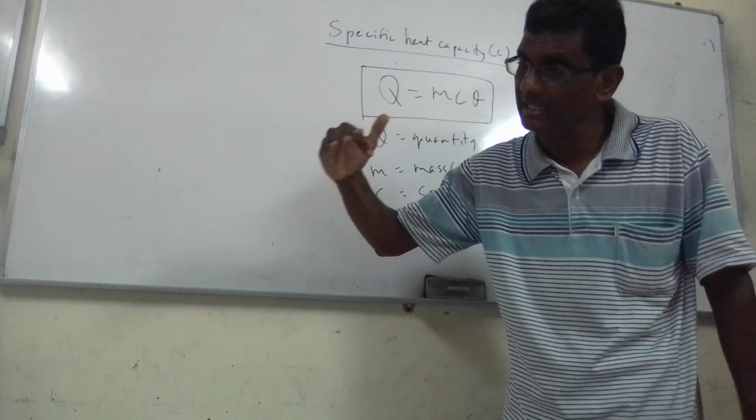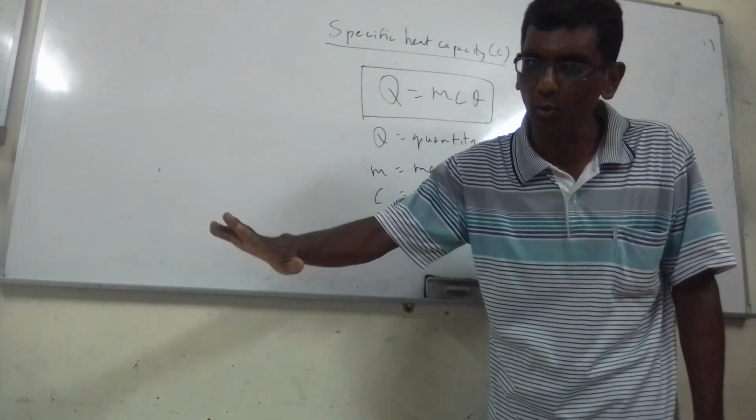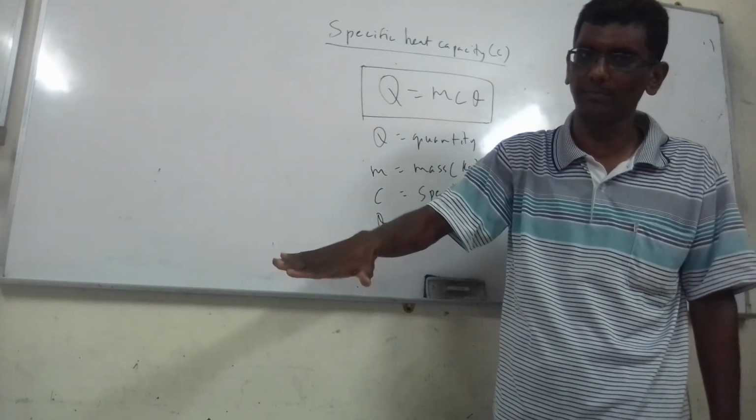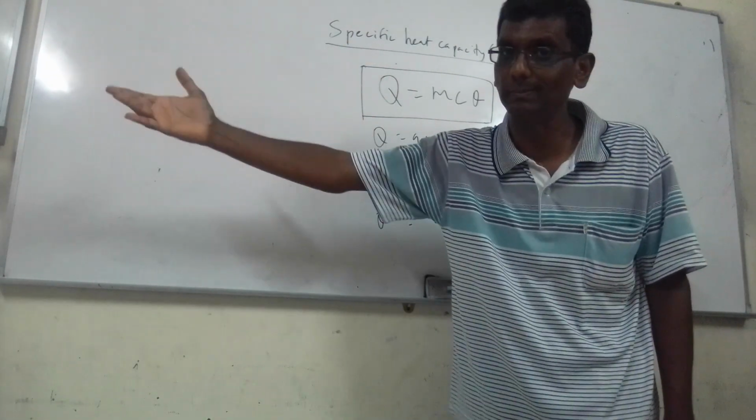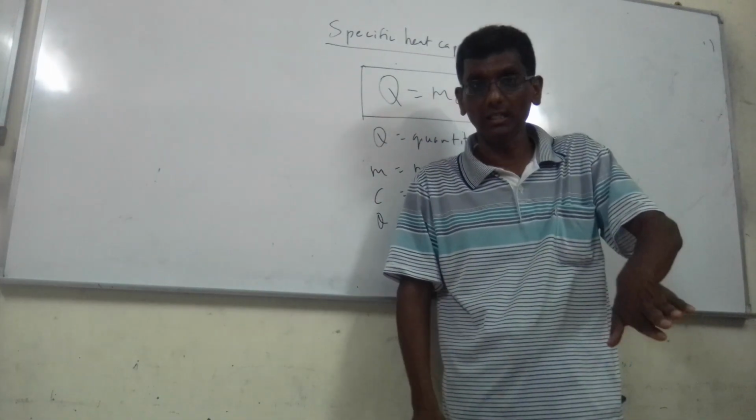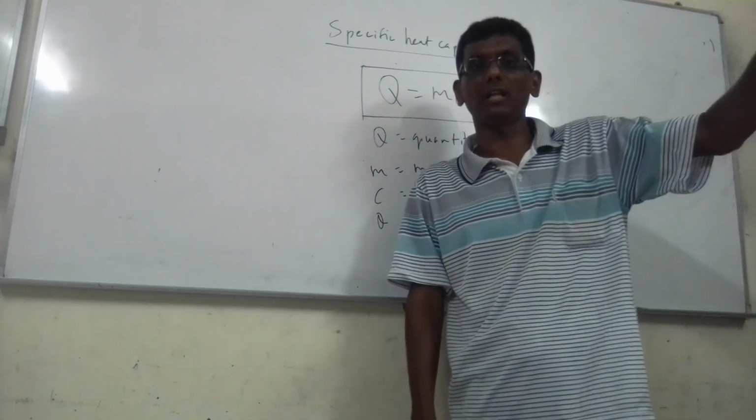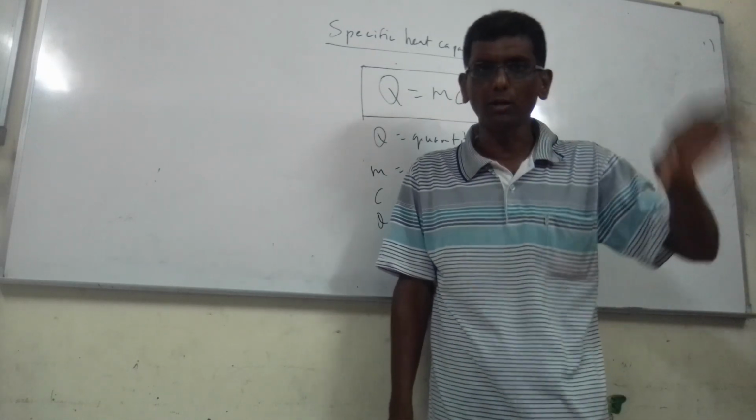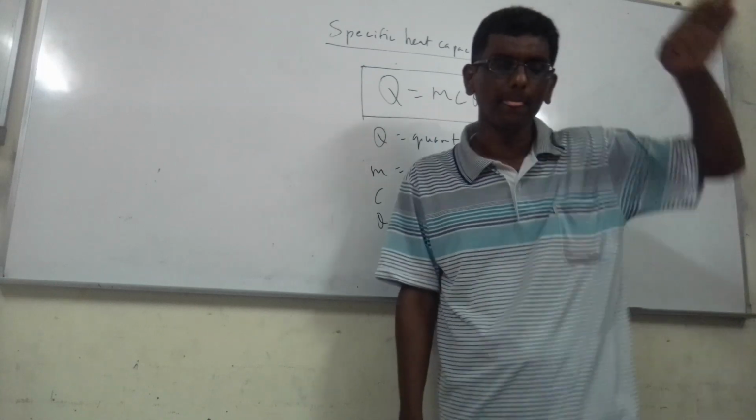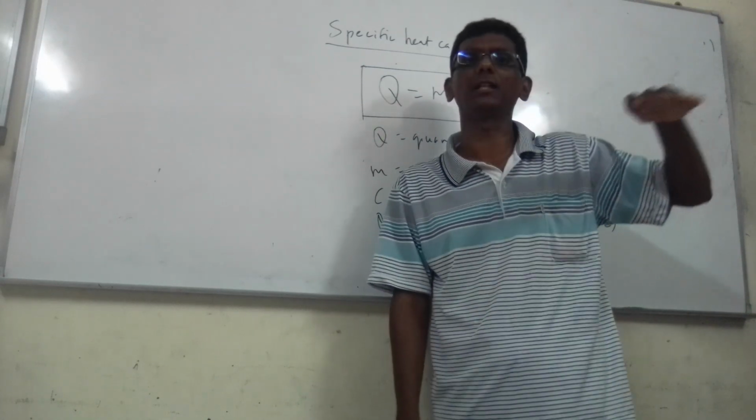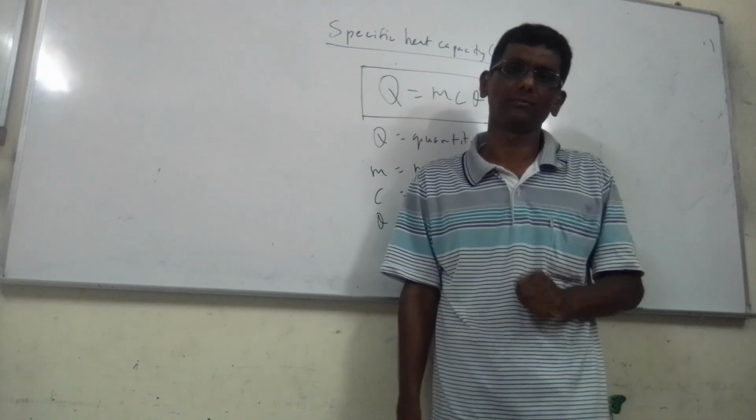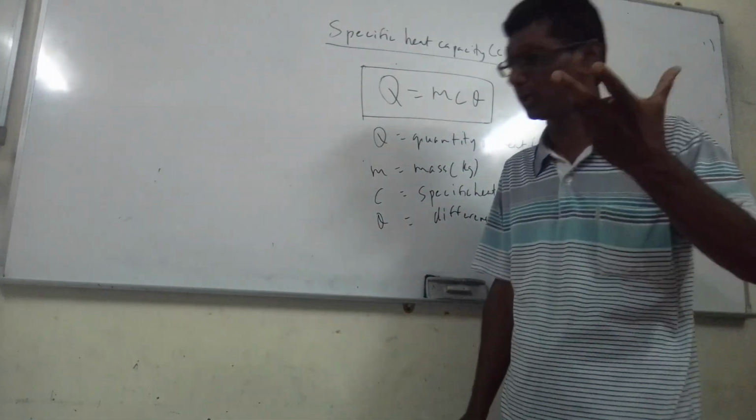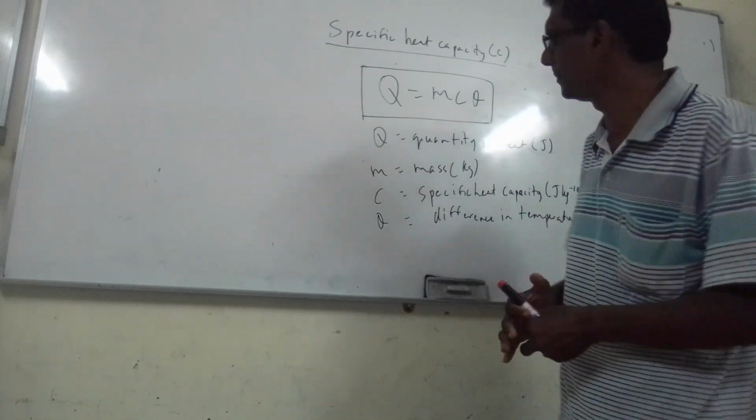For increased temperature, the initial temperature is lower and the final temperature higher, so final temperature minus initial temperature. For decreased temperature, the initial temperature is higher and the final temperature lower, so to find the difference in temperature, theta, it is initial temperature minus final temperature. I will do questions for you later, so you can understand this one better.